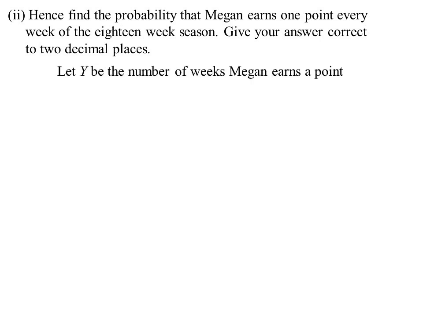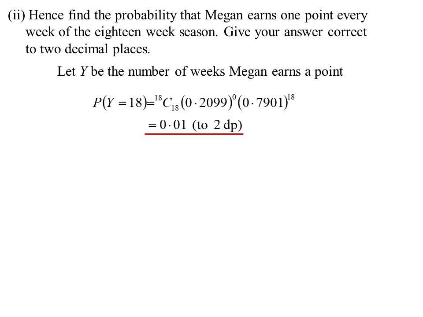Hence, find the probability that she earns 1 point every week of that 18-week season. Now I'm interested in something else. Y is going to be the number of weeks that she gets a point. And so I want when Y is 18. So using the binomial probability idea, I'd say, well, the success is 0.7901 to the power of 18. Therefore, the other one's to the power of 0. Binomial coefficient 18c18, 0.01. I suppose for that one, because every game is going to be successful, I could have just simply gone 0.790 to the power of 18, because every game is going to be the same outcome.